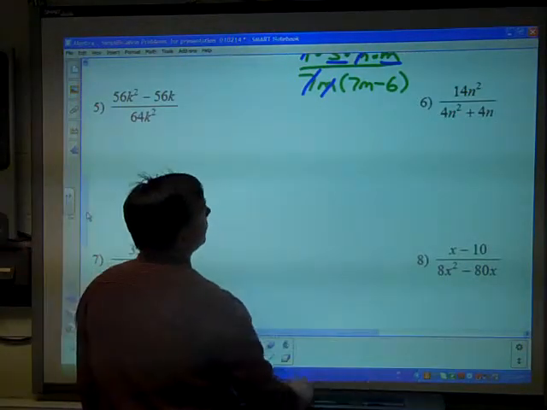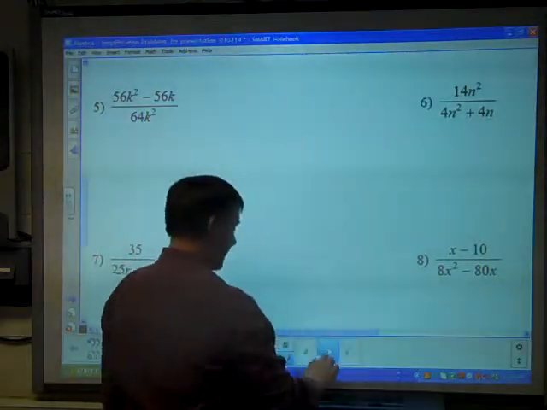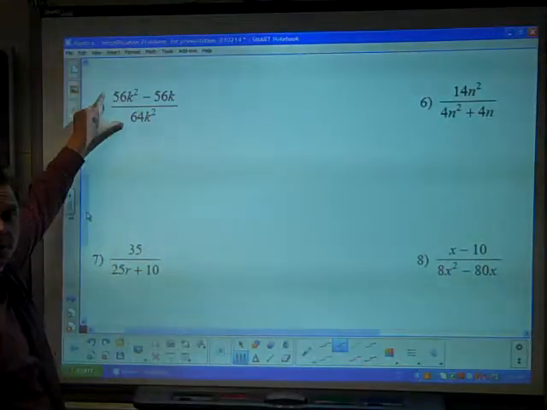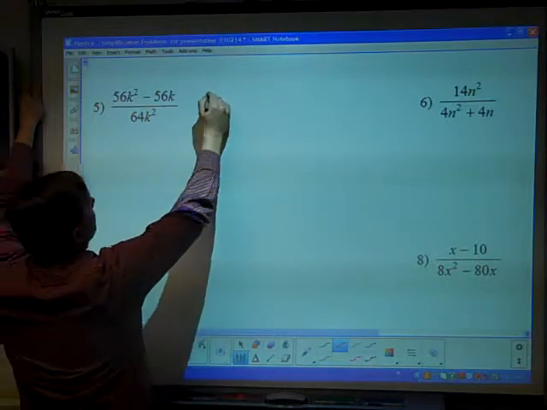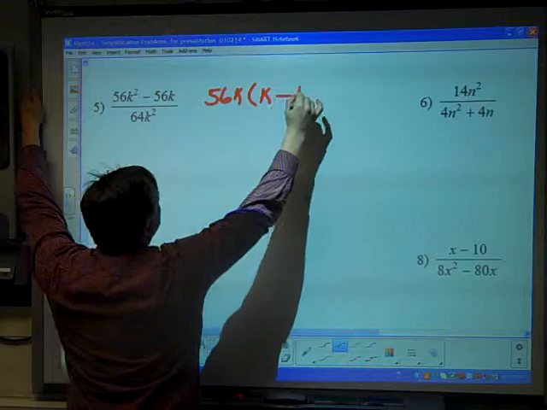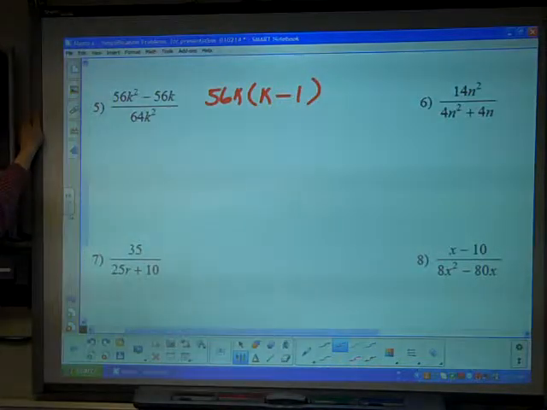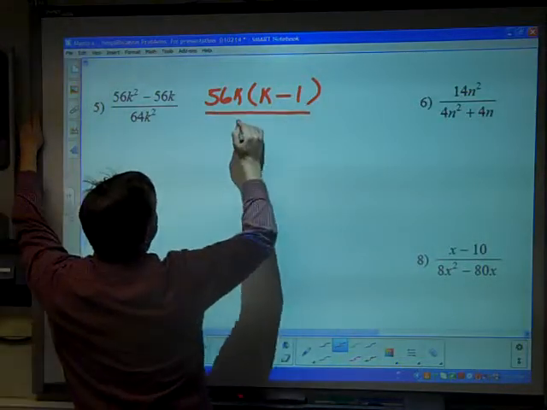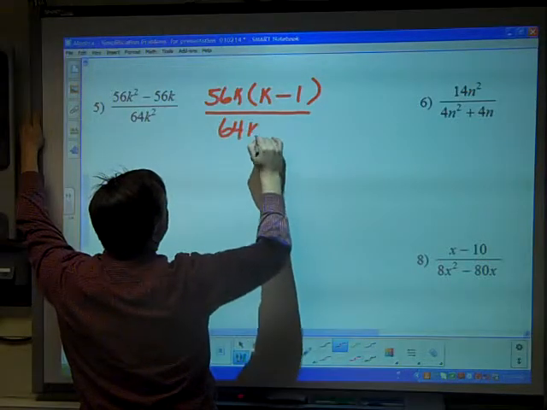Five and 6. If you want to pause the video and try these, I'm going to, again, make them factors first. You can't do anything until they're factors. And I see that 56k comes out of the top. And I see the bottom is 64k squared.